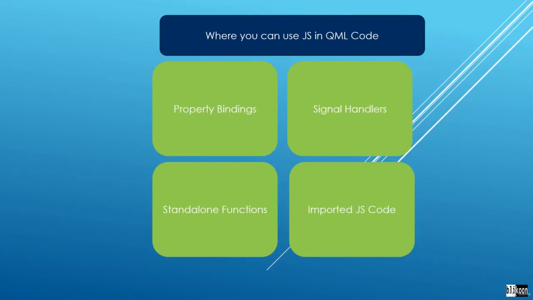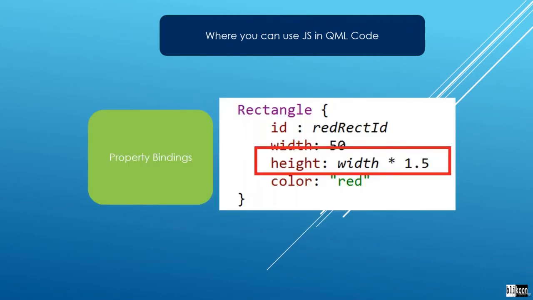Okay, now that you know a little bit more about the JavaScript environment that is available to you in QML, where can you type JavaScript code in your QML file? Well, you can do that in property bindings, signal handlers, standalone JavaScript functions, and imported JavaScript code. In property bindings, we have already actually used it. When you did something like height equals width multiplied by a given number, this is some JavaScript you are writing in your Rectangle object, so you can use it like this.